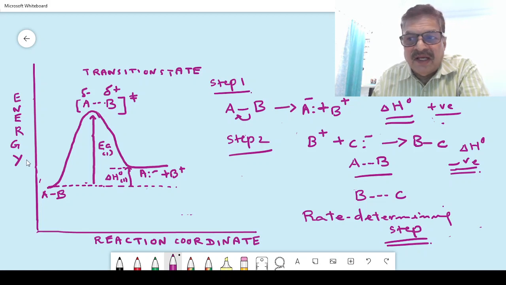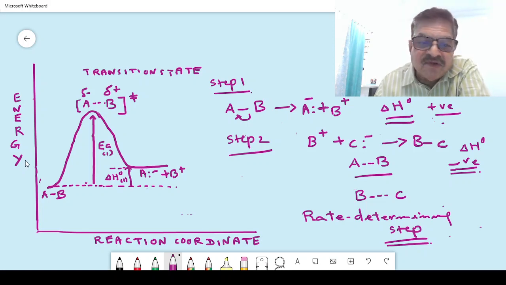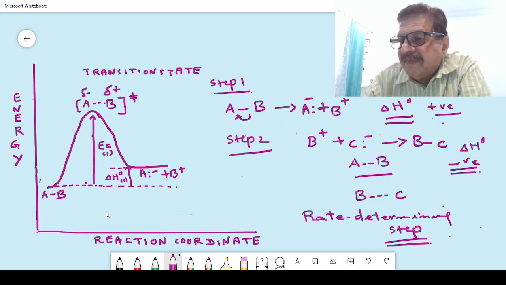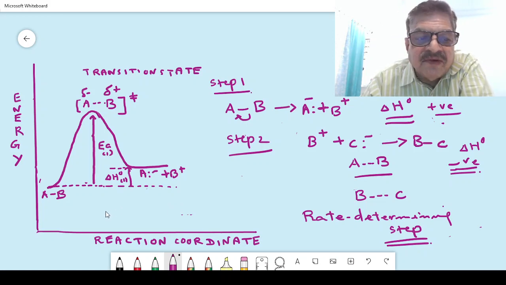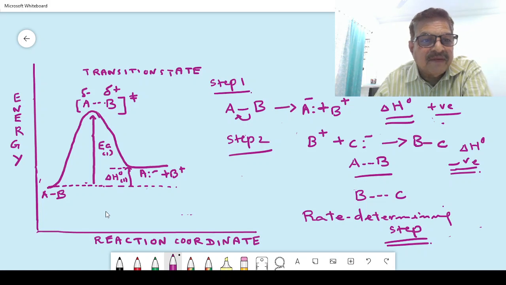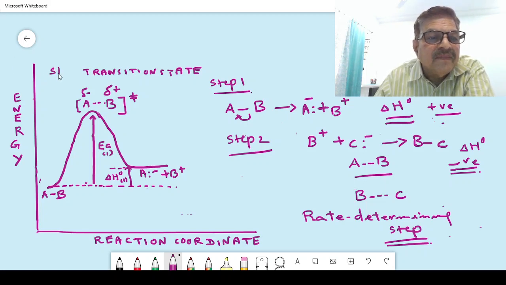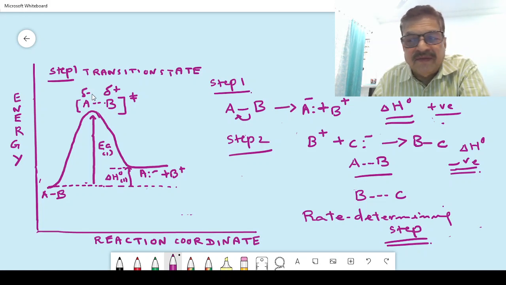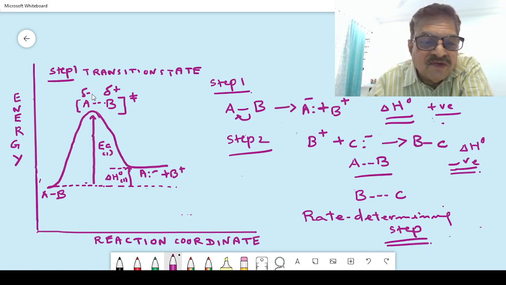Okay, the AB bond is partially broken here. Now delta H1 is positive here. Delta H1 is positive because it is an endothermic reaction. The energy is needed for breaking the bond here. Okay, endothermic reaction, step 1, endothermic. The step 1 transition state is like this only. Correct. Delta H1 is positive.